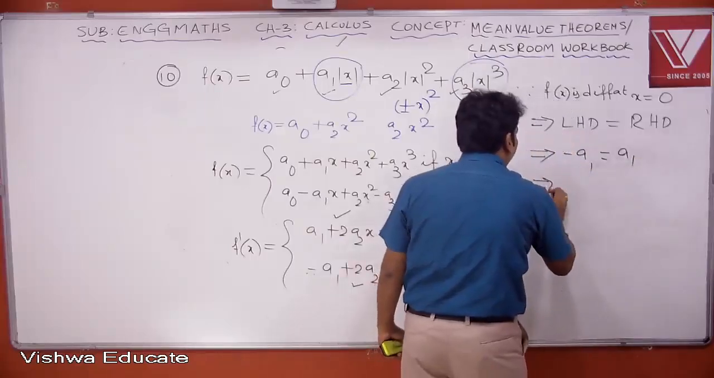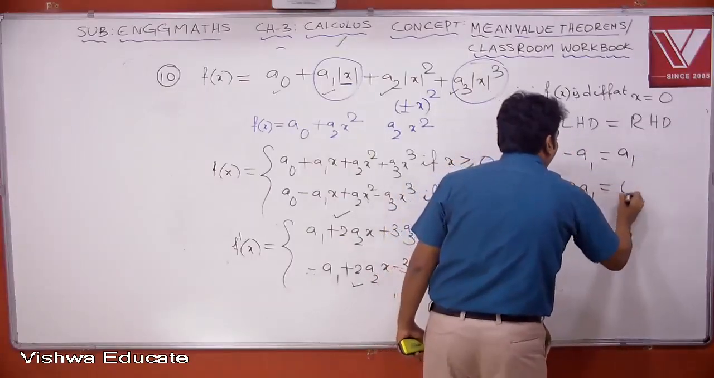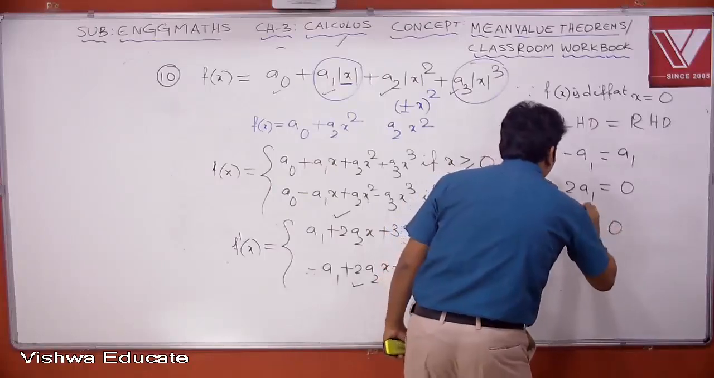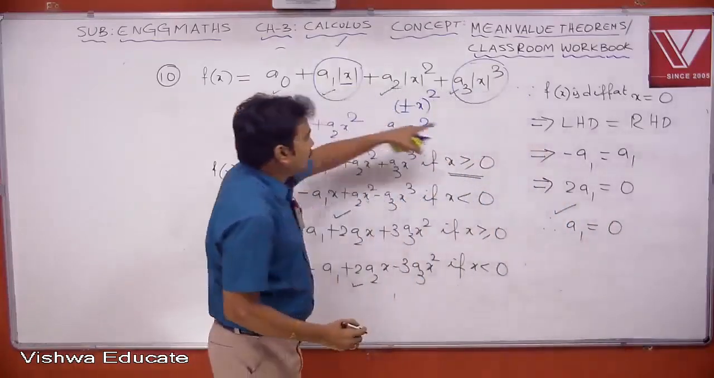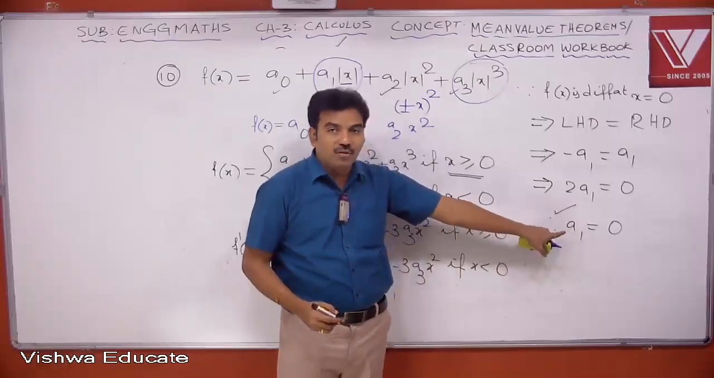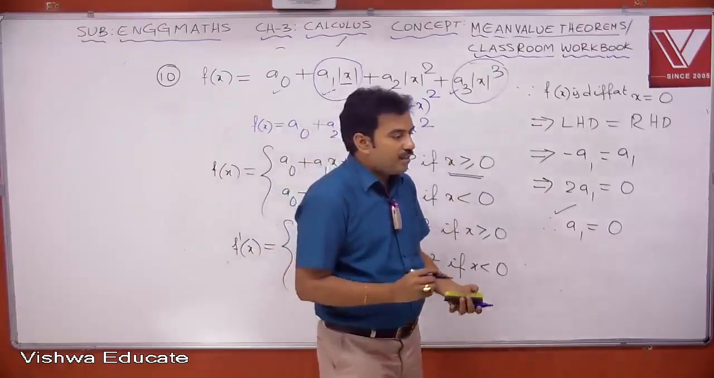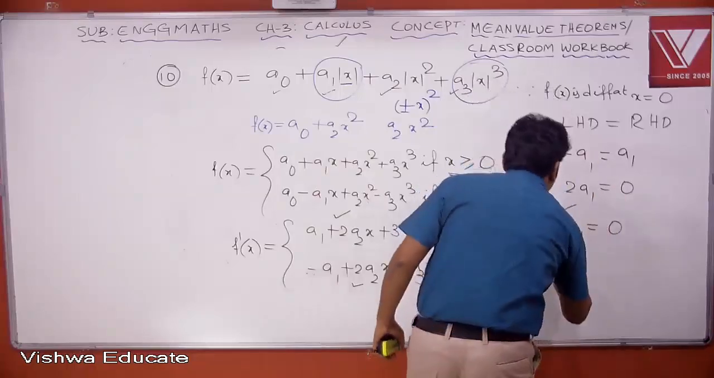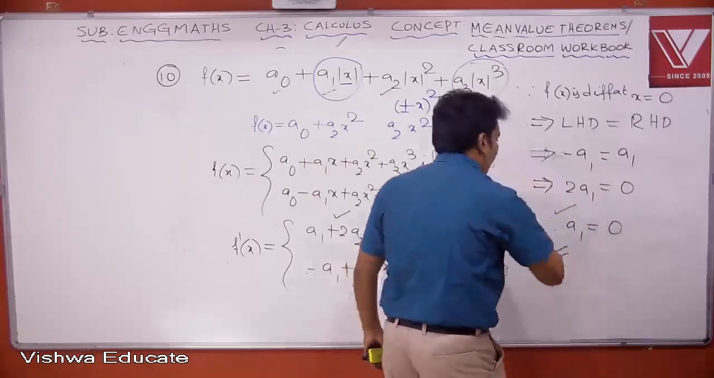So this implies 2a1 equal to 0. Therefore, a1 equal to 0. Therefore, the function f of x is differentiable at x equal to 0 only if a1 is 0. Therefore, option number C is right. Option C is the right answer. Note this.